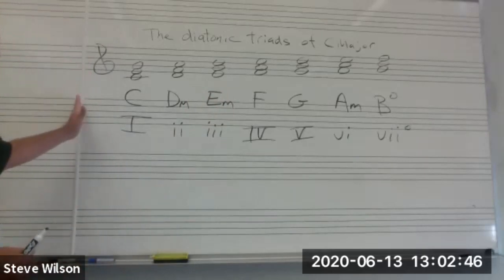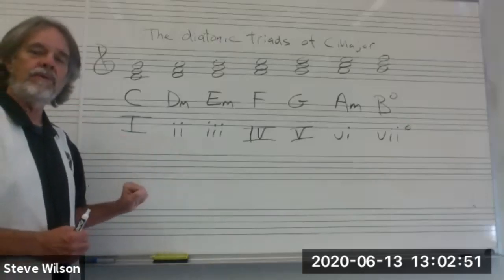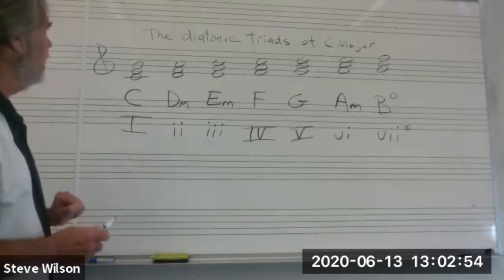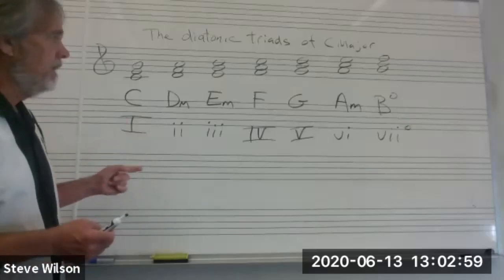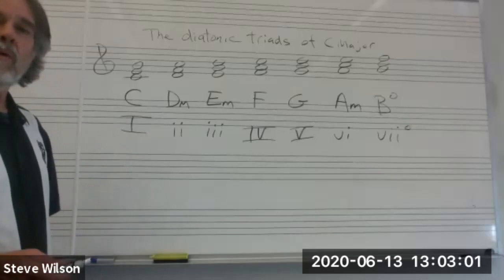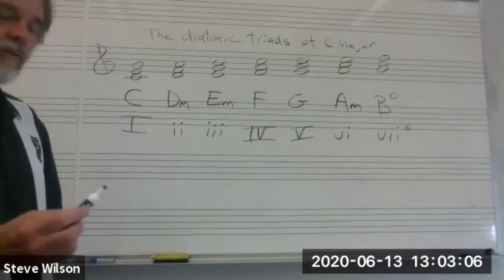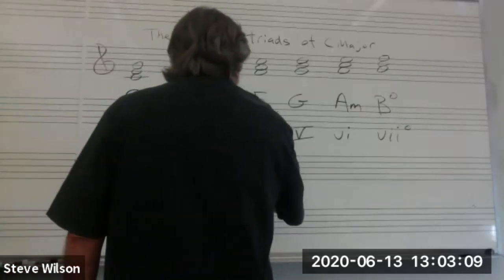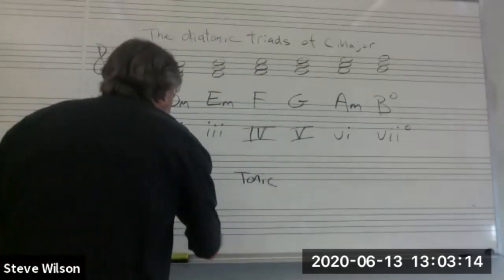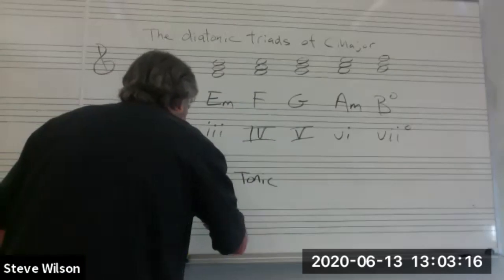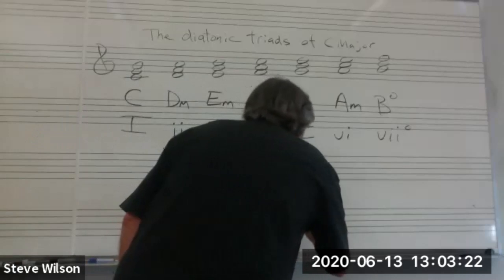Okay, so again, these are the diatonic triads of the key of C major, and I've ascribed Roman numerals to each one of these. Now, here's the thing. Are all of these chords identical? Of course not. I'd like to talk a little bit about the relationship of all of the chords that are found in this particular key or in any key. And to do that, I want to introduce three terms to you. One of them is the term tonic. One of them is the term dominant. And the other one is the term subdominant.